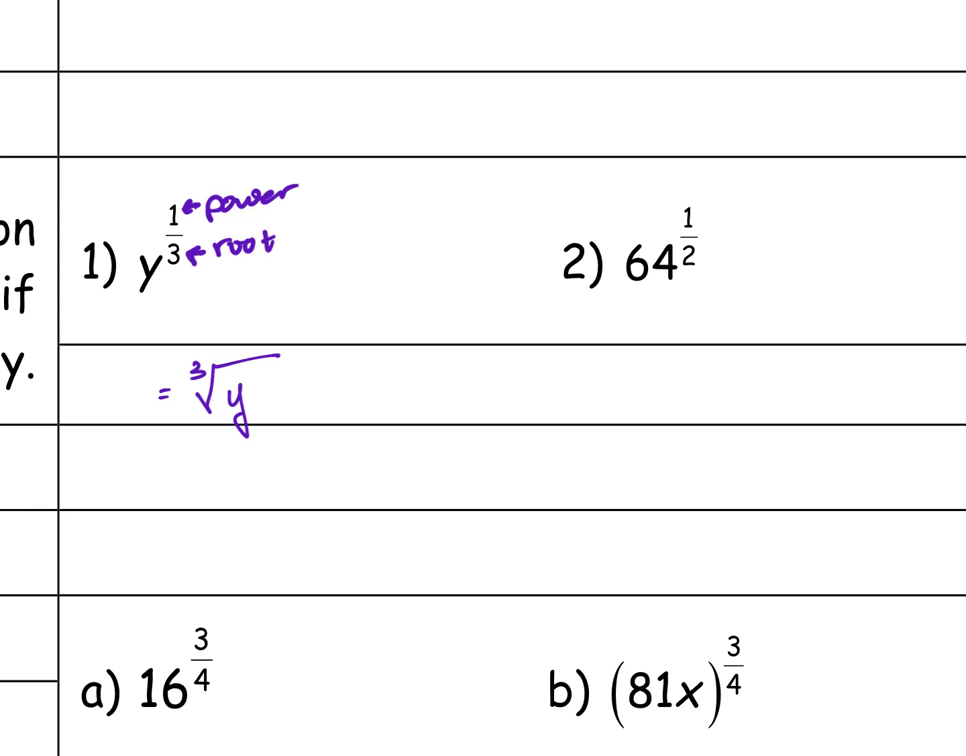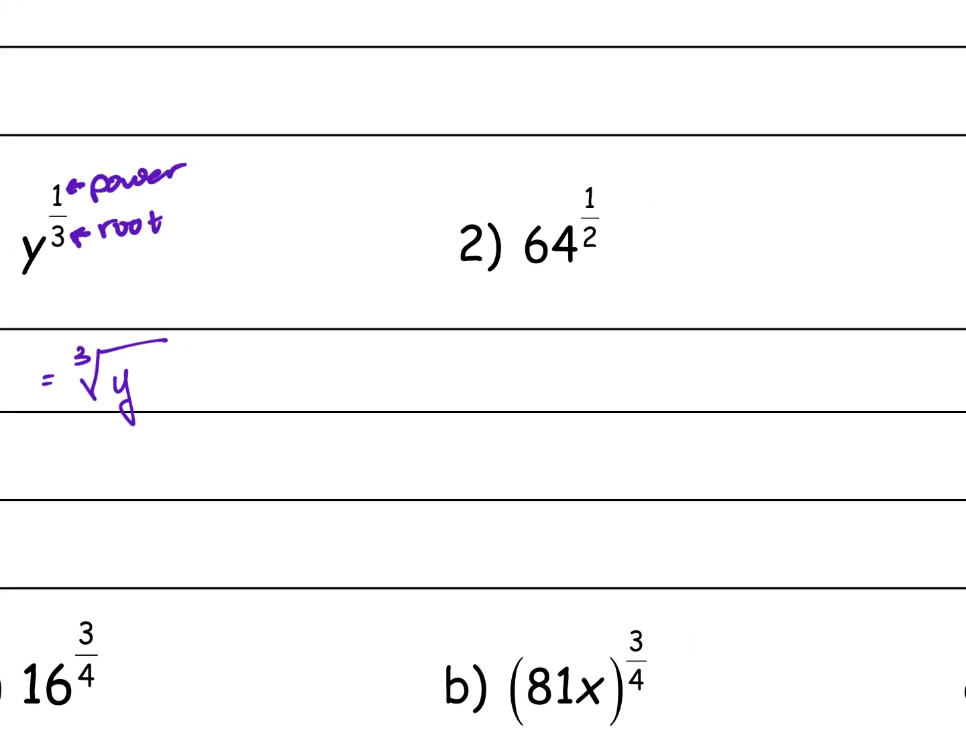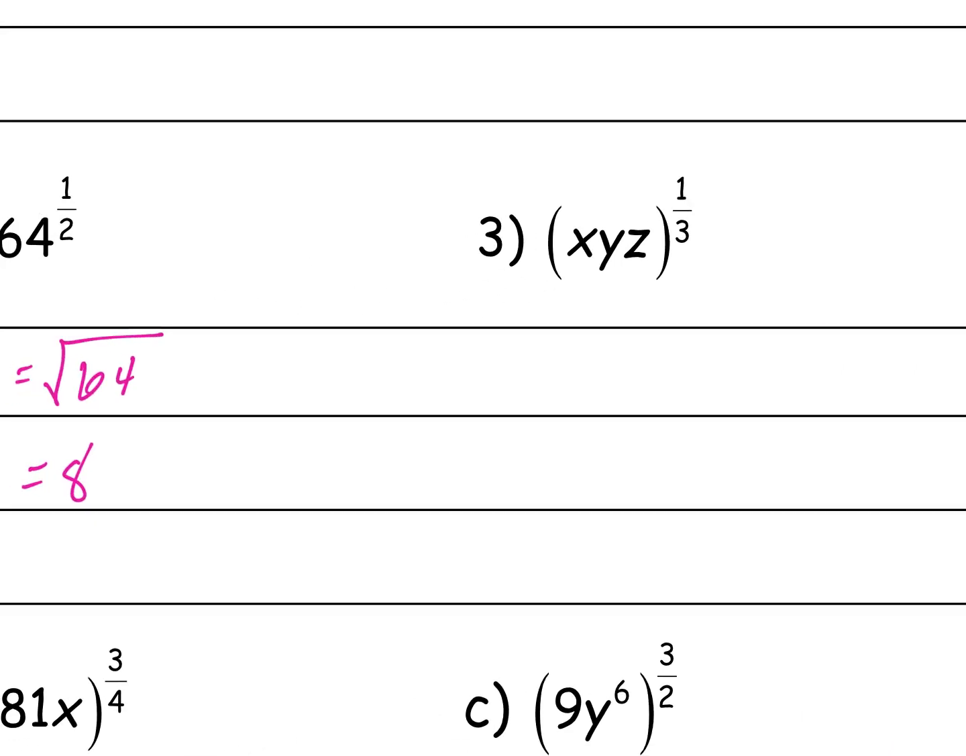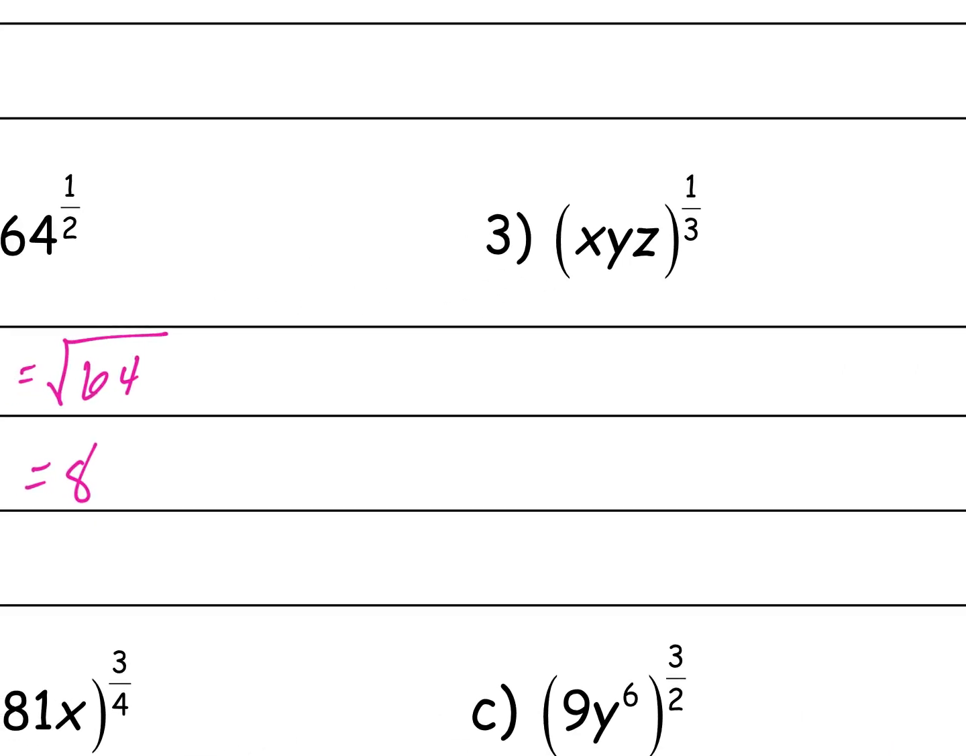So the second one has a 2 in my denominator, so that's a square root of 64. Well, the square root of 64 is 8. So if I can simplify it, I have to. That's it on that one, done. Okay. And then this one is a root again. So I have the cubed root of x, y, z. That's all. Questions?